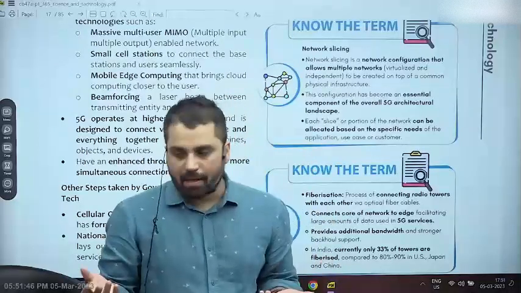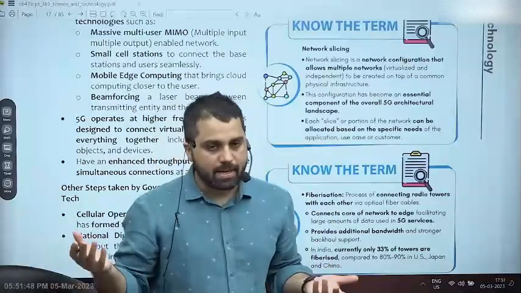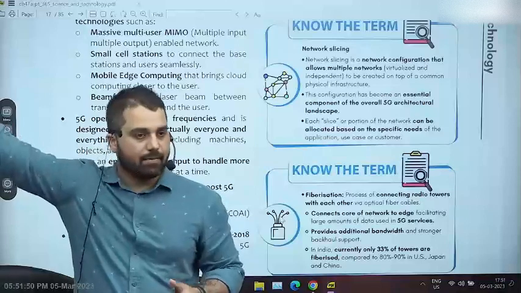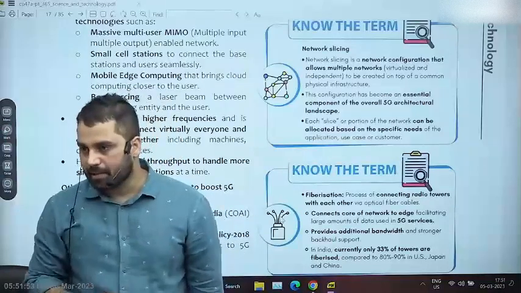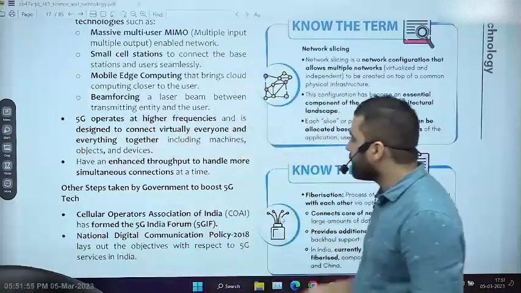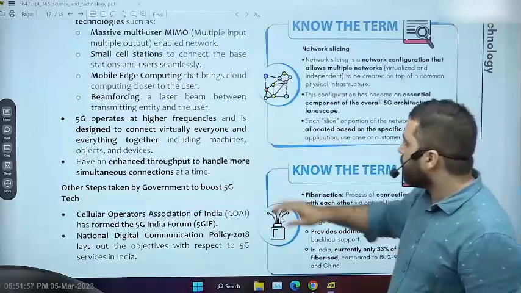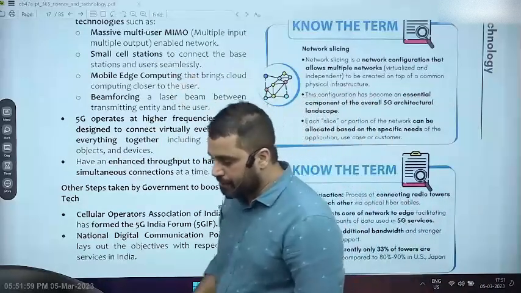So let's say, for example, if my mobile phone has a 5G network, then it is receiving a directed signal from a nearby small cell. So that is also a very important technology of 5G. Another very important technology is called edge computing.